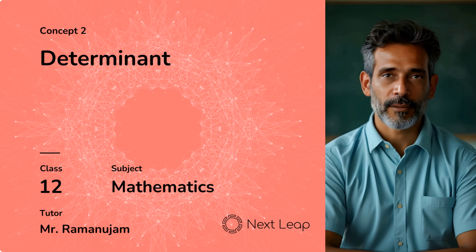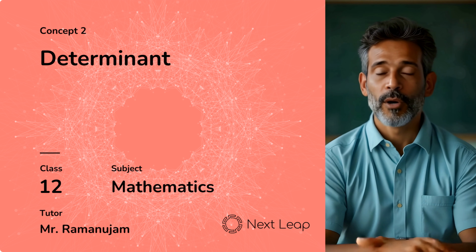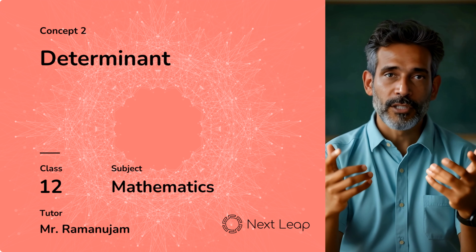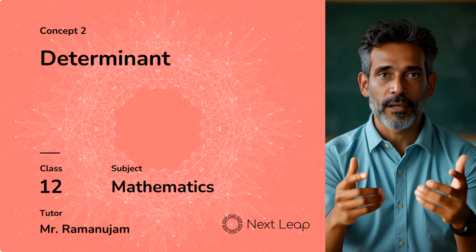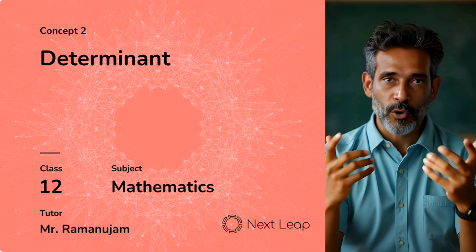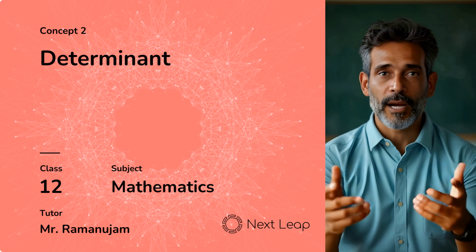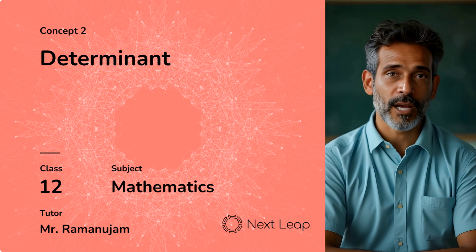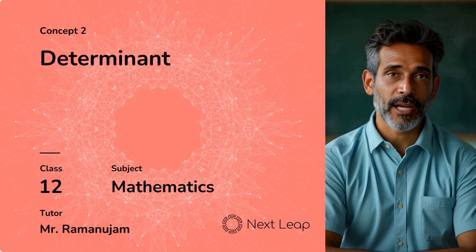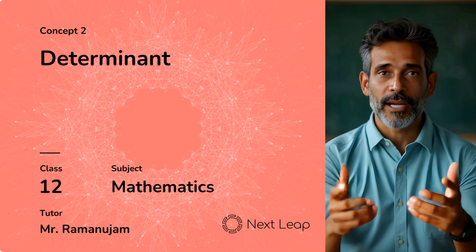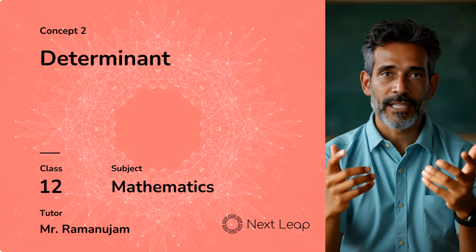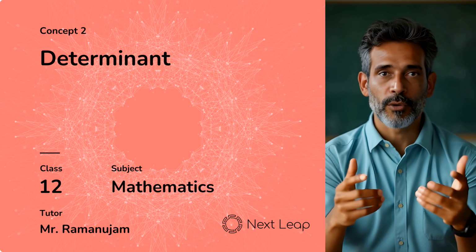Hello students, have you ever tried solving a system of equations and wondered what actually decides if the solution is unique, impossible, or infinite? The answer often lies in something called the determinant. A determinant is simply a unique number, real or complex, associated with every square matrix. Square means the number of rows equals the number of columns. This single number tells us a lot about the matrix.